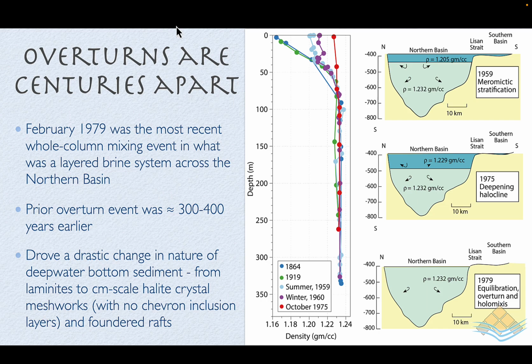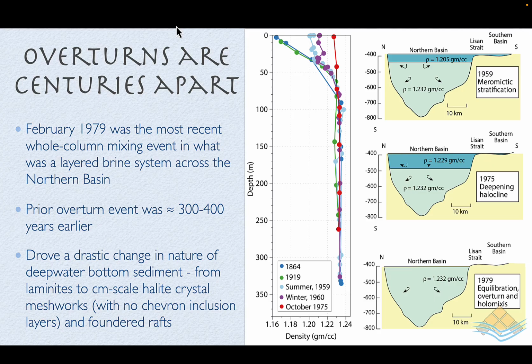Then in February 1979, the density of that upper water mass attained that of the lower water mass, and we had overturn. That then became a holomictic, a constant salinity water mass throughout the whole of that deepwater Northern Basin column. In core, there's evidence of an earlier overturn event, some 300 to 400 years ago, but we're focusing in on the hydrology in this current deepwater phase.